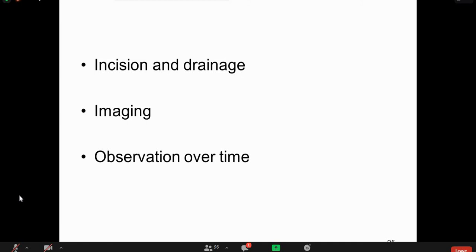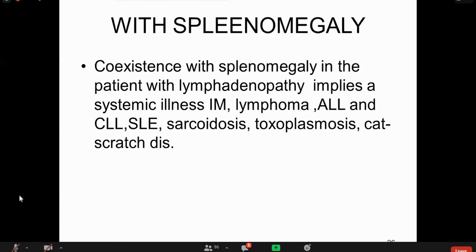So incision and drainage, imaging, and observation over time: these are the three modalities which can be instituted upon a patient depending upon the presentation he's coming up with to you. So we were just dealing with isolated lymphadenopathy, and when lymphadenopathy comes with splenomegaly, what does it mean? It means that coexistence of splenomegaly in a patient with lymphadenopathy implies a systemic illness.